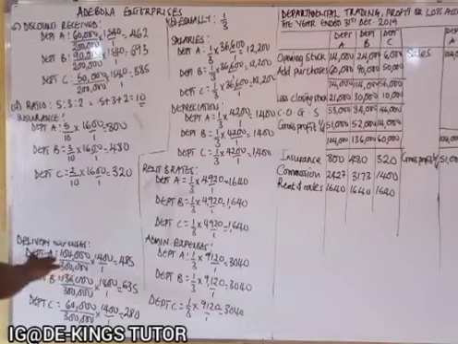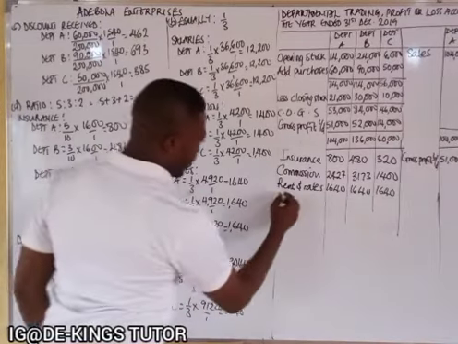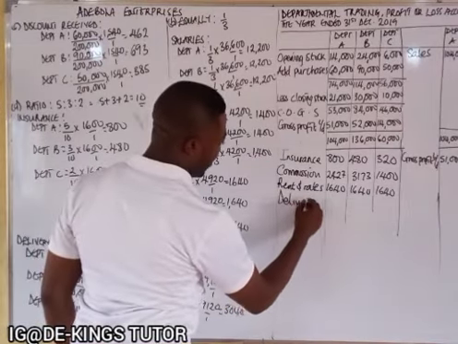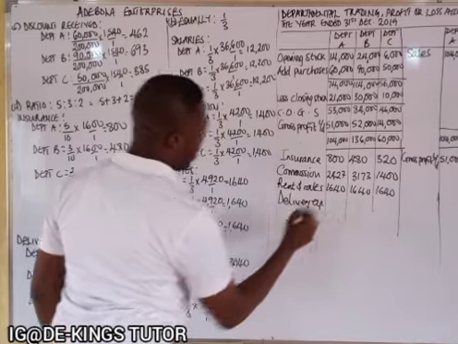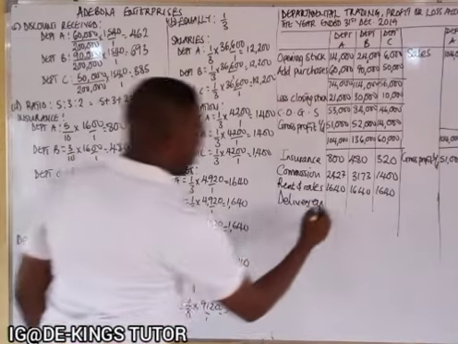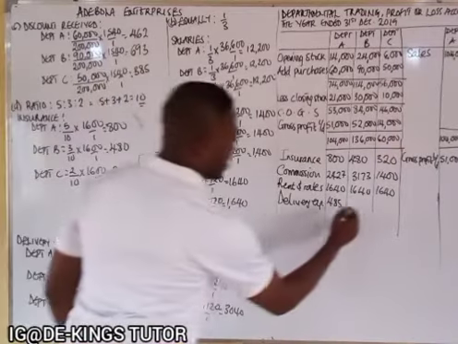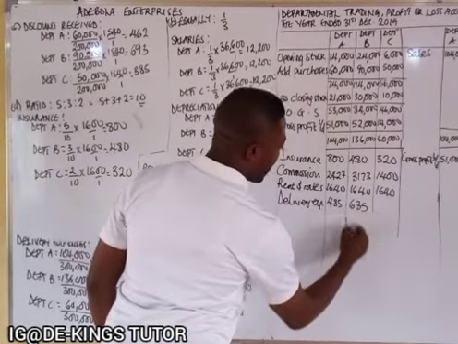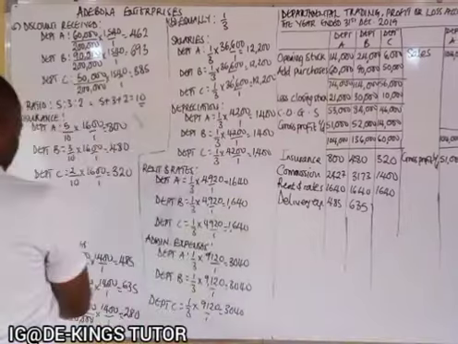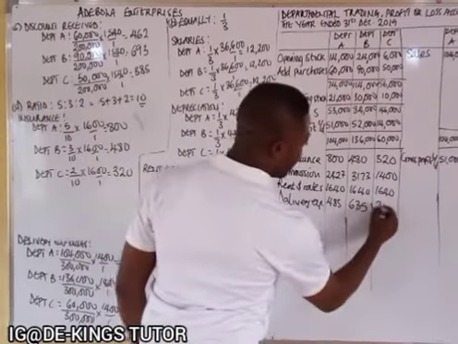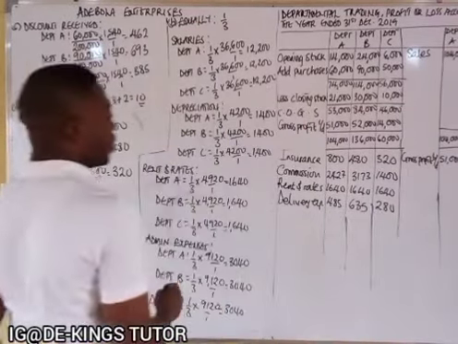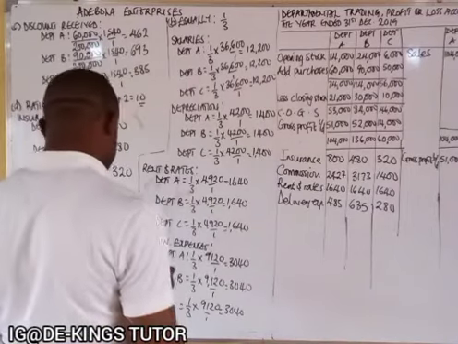Okay. The next one, delivery expenses. We have delivery expenses here. For Department A, it is 485. Department B, it is 635. And Department C, it is 280. So that's delivery expenses.